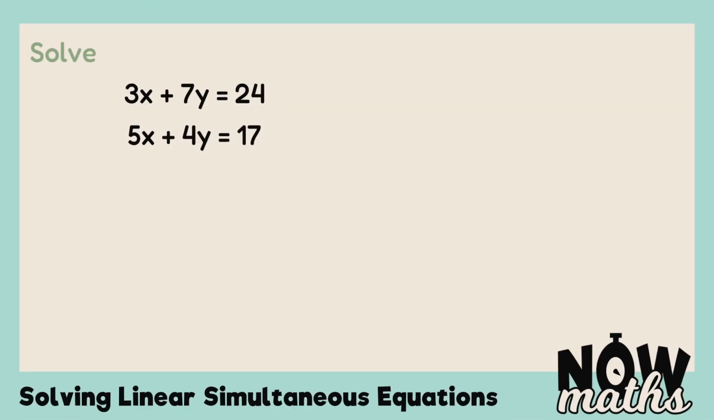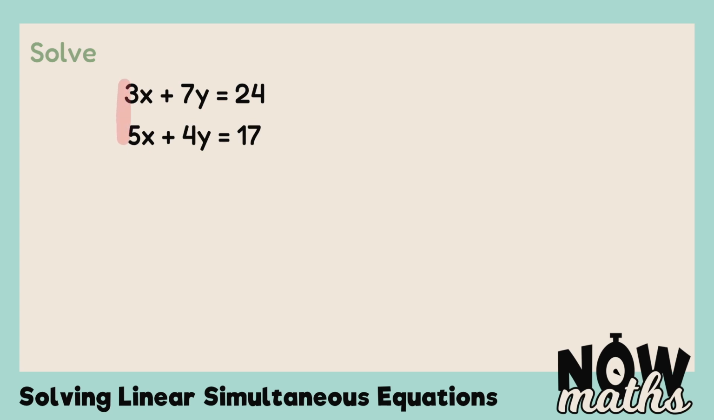Now we're going to look at some slightly different simultaneous equations again. This time, if we start by looking at the x coefficients, we can see that 3 is not a factor of 5. If we look at the y coefficients, 4 is not a factor of 7. This means there is no whole number that we can multiply either of these equations by to eliminate one of the variables. So to solve a problem like this, we're going to look at lowest common multiples.